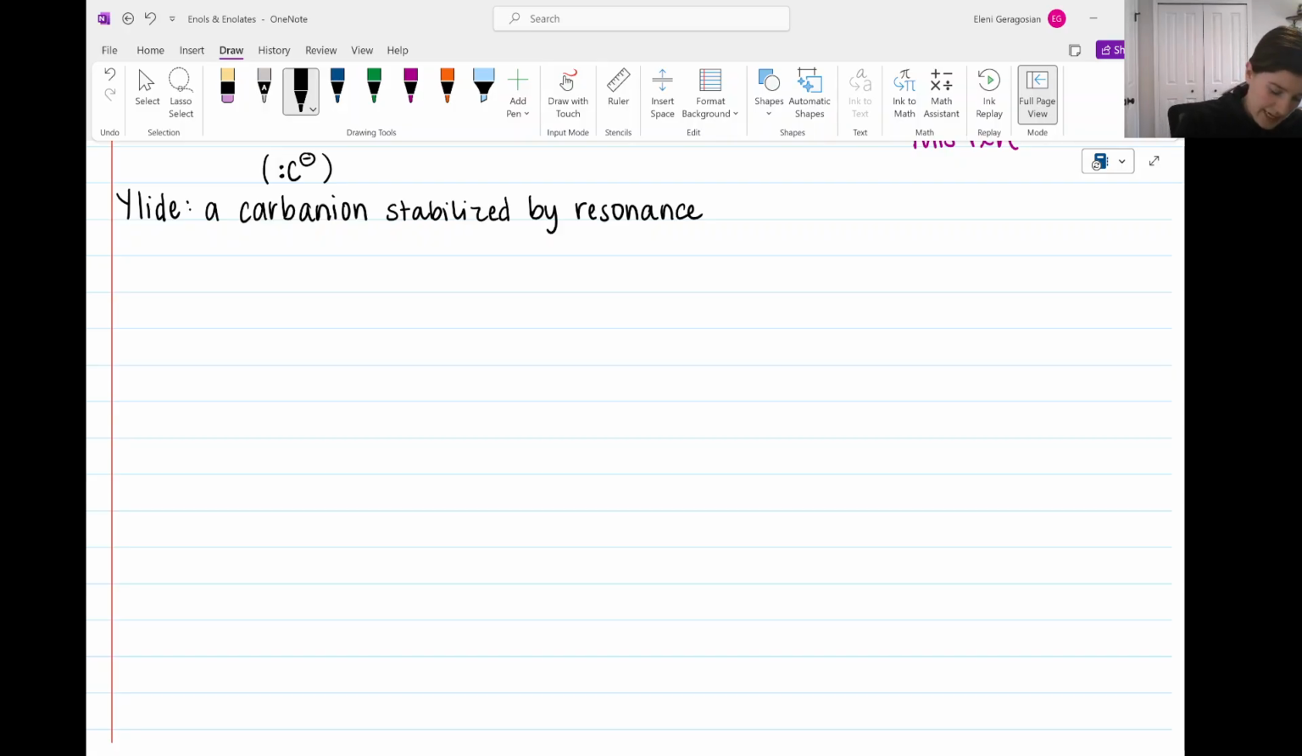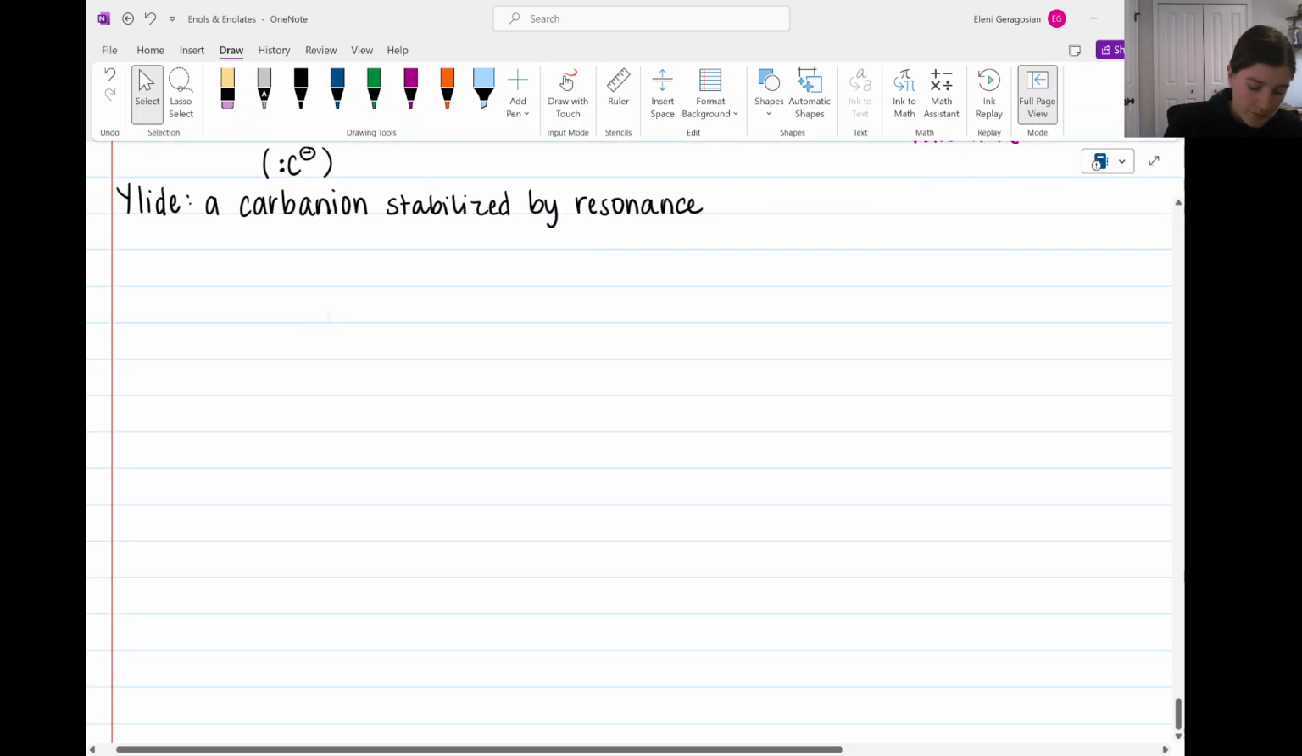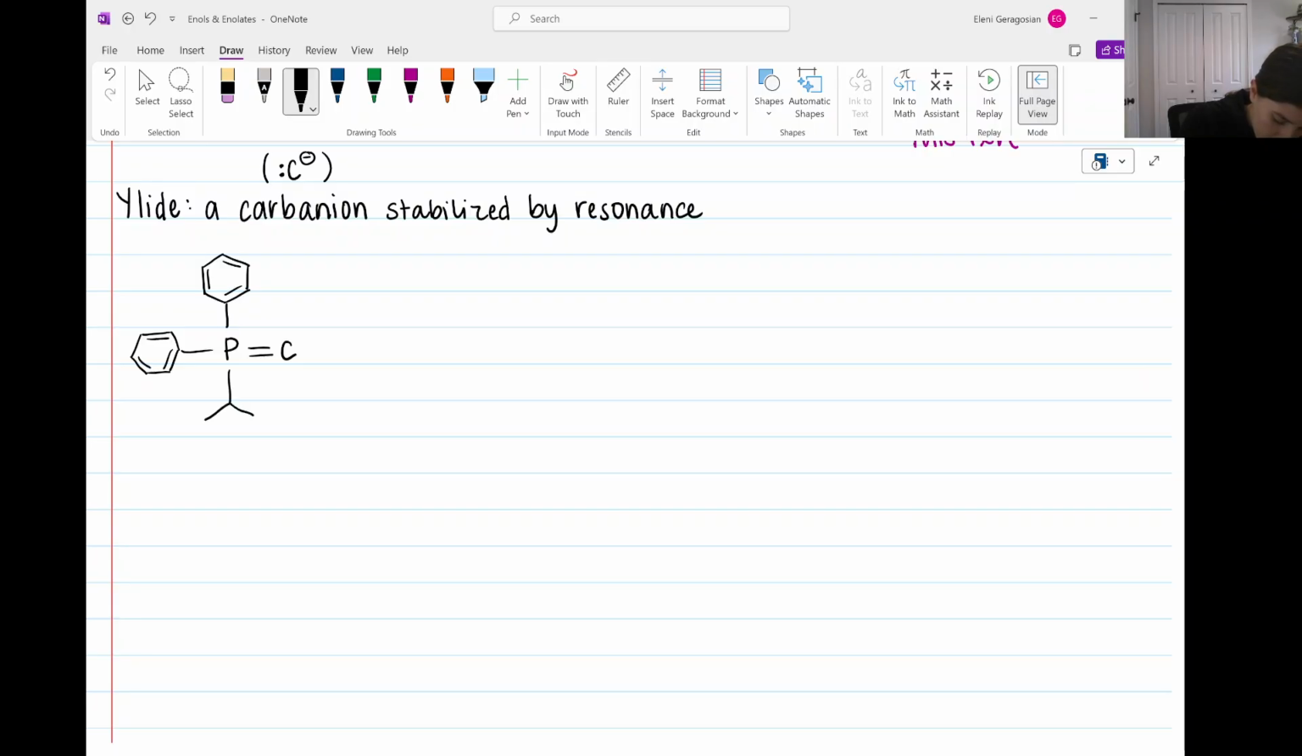Let's draw that resonance out here. So our ylide has 3 phenyl rings bonded to a phosphorus. The phosphorus is double bonded to carbon, and then carbon has its 2 other single bonds. So phosphorus double bonded to carbon. Phosphorus has 3 phenyl rings. And then carbon has 2 R groups. I'll be consistent and use R prime here.